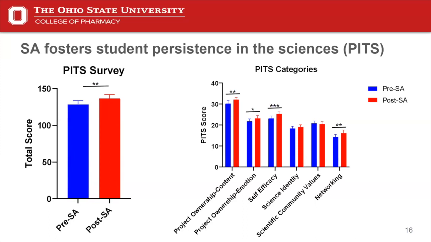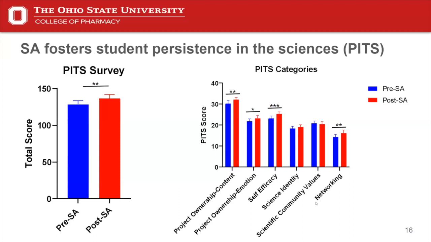And at the beginning, before they had done any social annotation, and afterwards, post-social annotation, we surveyed students on this questionnaire, ranging in questions related to project ownership content, whether the students feel like they have ownership of their engagement in the literature and their interpretation of the literature; project ownership emotion, whether they feel excited or energized about reading the research literature; their self-efficacy, whether they feel they have the skills to fully engage in the literature; their science identity, whether they see themselves as scientists; their scientific community values, whether they see themselves belonging in the scientific community; and also their networking, whether they are taking what they learned from the course and talking about it, not just to the instructor, but also their peers, their roommates, their family, their friends.